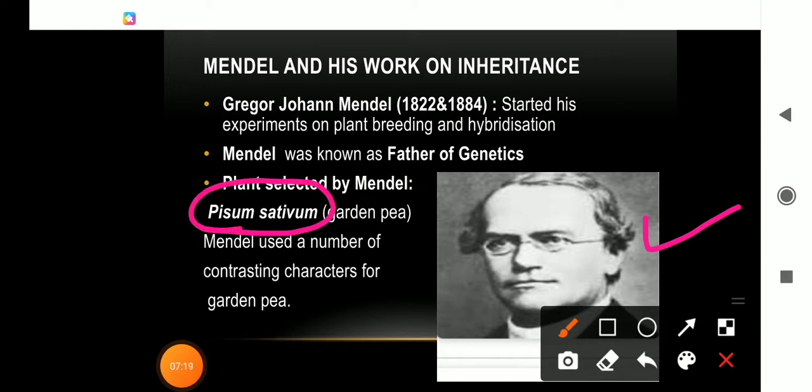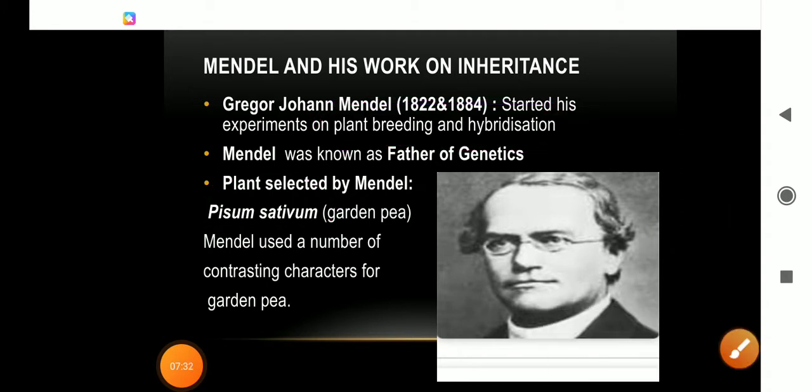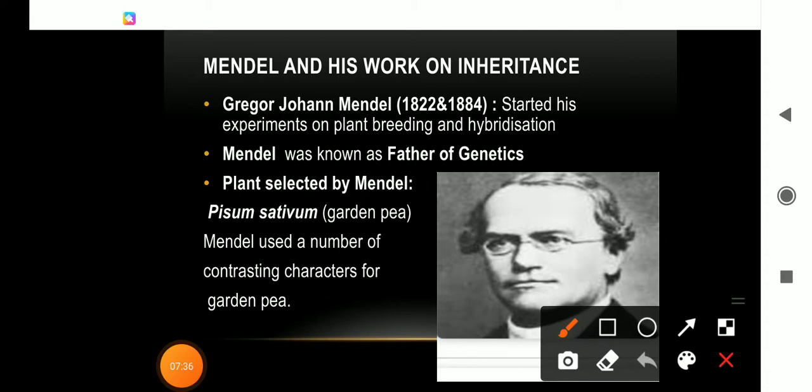Okay, now see, he started his experiment on plant breeding and hybridization. Mendel is also called the father of genetics because he gave the laws of genetics, and he did a lot of work in the field of genetics. That's why, to honor him, he is called the father of genetics, right? So his experiments were on plant breeding and hybridization.